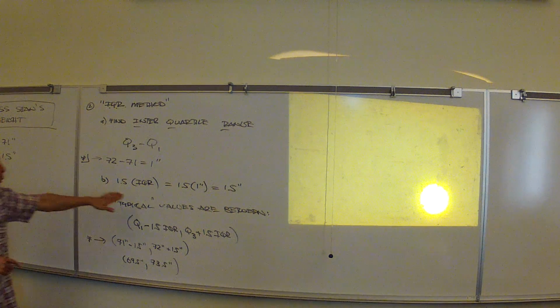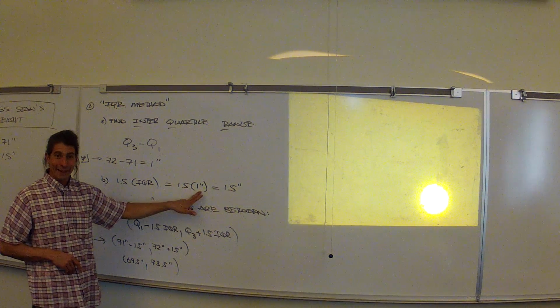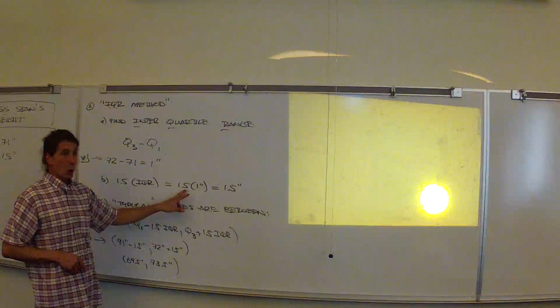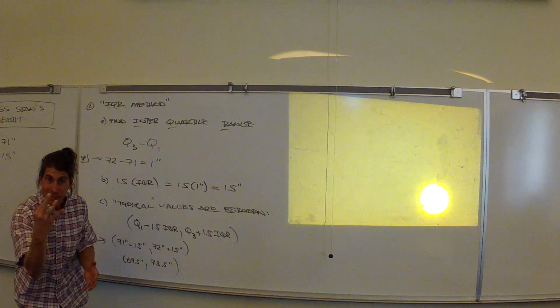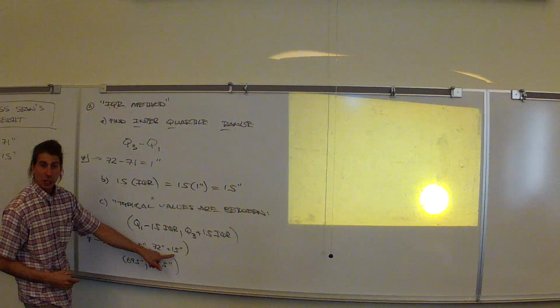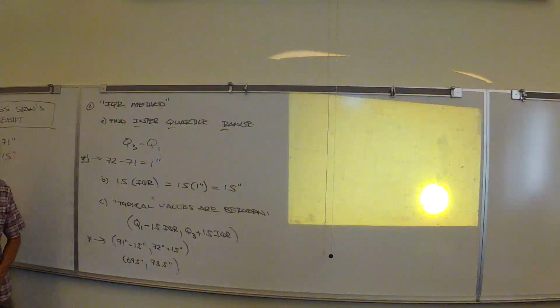You know how you do 1. If this wasn't 1, then would you times it down here? Like let's say it was 2, would you go 1.5 times 2, which would be 3 inches, and then you just put a 3 here and a 3 here. Right, okay. Exactly.